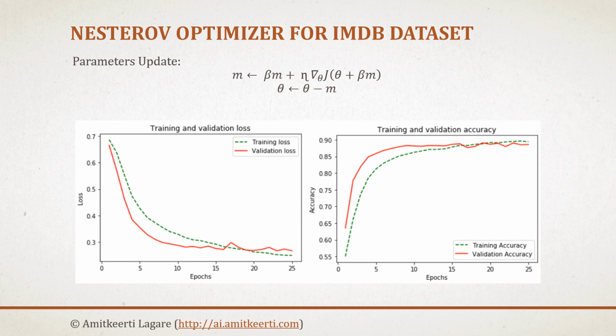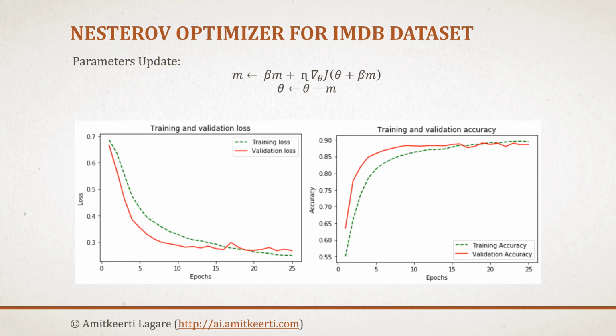Let us now move on to Nesterov optimizer. Nesterov optimizer was proposed by Yuri Nesterov in the year 1983. Nesterov optimizer provides an enhancement to the momentum optimizer. Instead of accumulating the gradient of the weights computed at the local position, Nesterov accelerated gradient proposes to accumulate the gradients at a position that is slightly ahead in the direction of momentum. In the equation, we see that the gradient is not computed at the current location theta, but at a location of theta plus beta m, which is in the direction of momentum. The resulting momentum is then subtracted from the weights to get the updated weights.